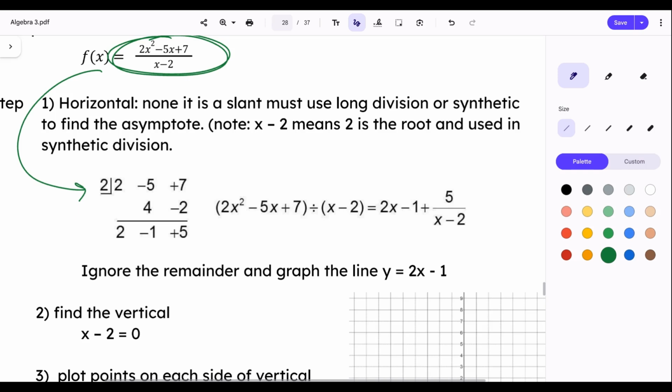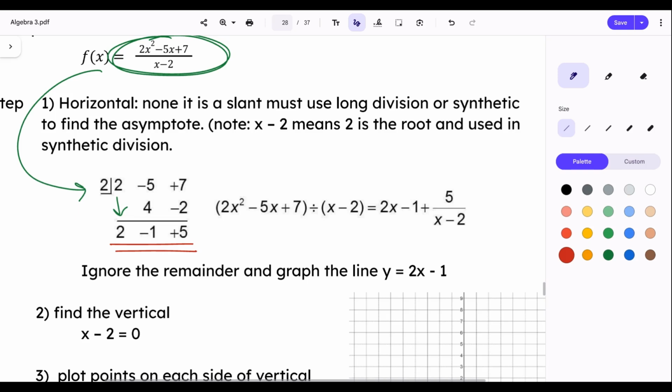And then they did their synthetic division. So they dropped that first 2. 2 times 2 is 4. They added that to the negative 5. They got negative 1. And then they repeat the process. Okay, these are your new coefficients. And so they wrote that over here where it says 2x minus 1 plus 5 is your remainder.